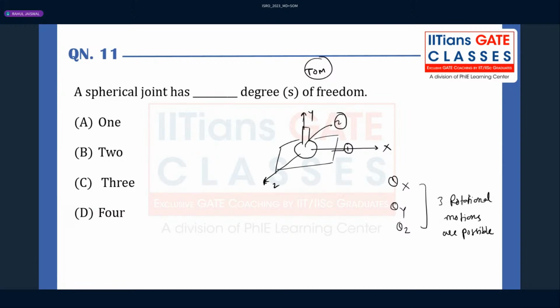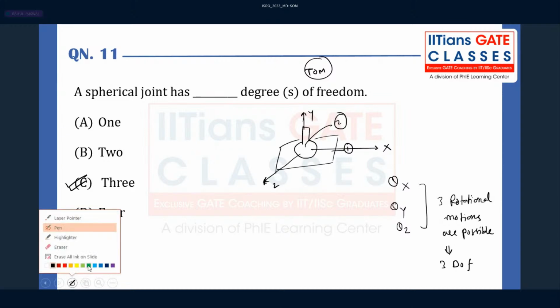When three rotational motions are possible, my friend, then we say it has 3 degrees of freedom. No translation motion is possible, it can only rotate. The joystick can rotate only, that's it. So what should be the answer? 3 should be the answer. More detailing about the degrees of freedom, the types of spherical joints, or examples of spherical joints will be discussed separately in theory of machines.